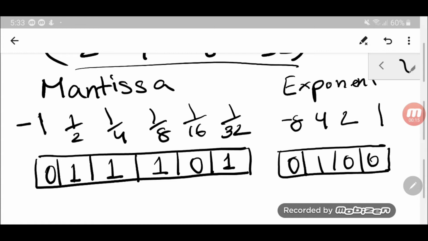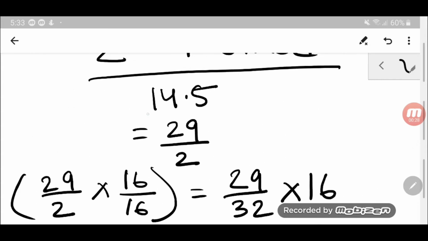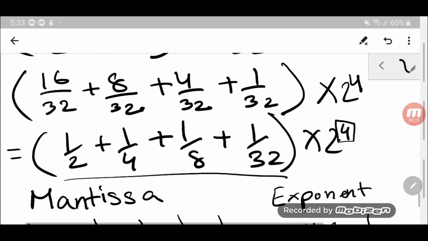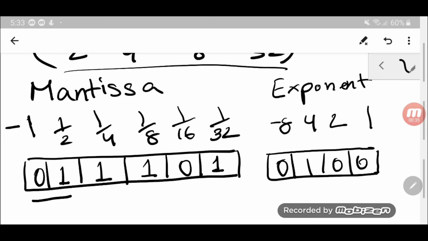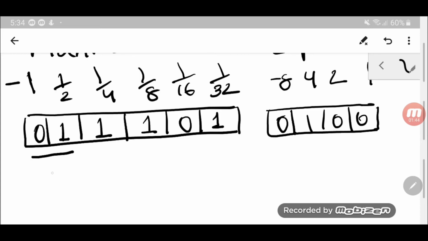So how do you know that they're in their normalized form? For a bit pattern in its normal form, for all positive numbers, and 14.5 is a positive number, the mantissa should start with 0, 1. This is essential for all positive numbers in their normalized form. And for all negative numbers, the mantissa register should start with the digits 1 and 0. If our real number is not represented in its normalized form, then there is a risk that a loss of accuracy may result.